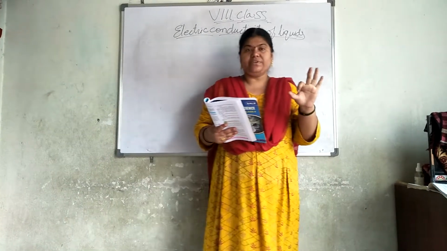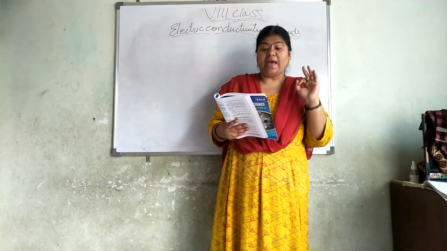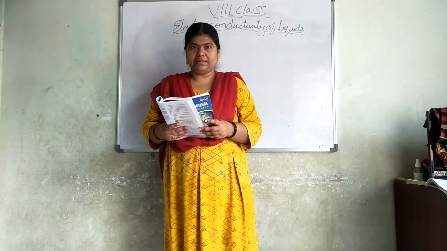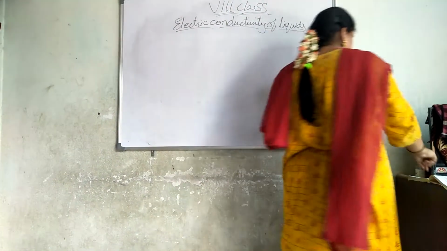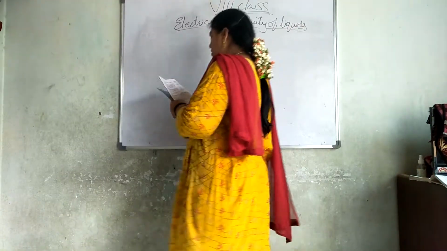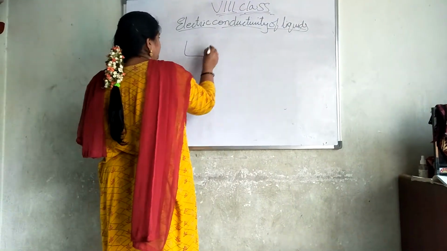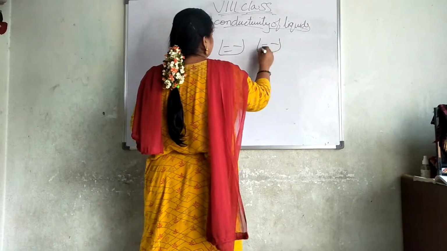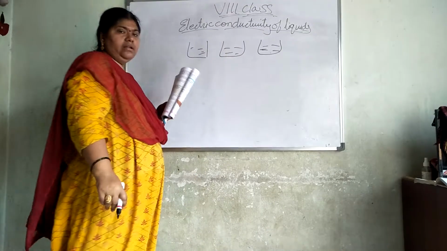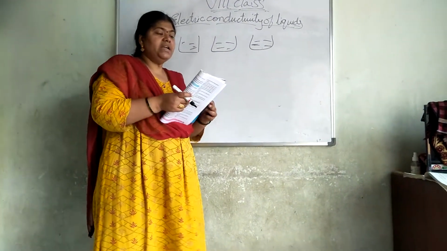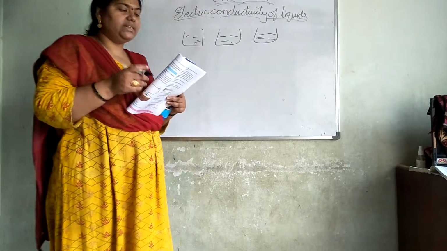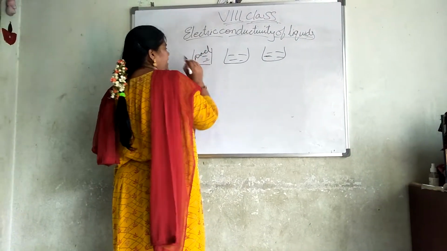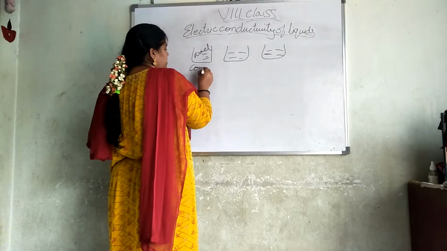Here activity 3 is given: electric conductivity of electrolytes. Take some amount of distilled water in 3 different containers. What we have to do is take the distilled water in 3 different containers. Dissolve some quantity of common salt in the first one. Here we are adding common salt, that is sodium chloride, NaCl.